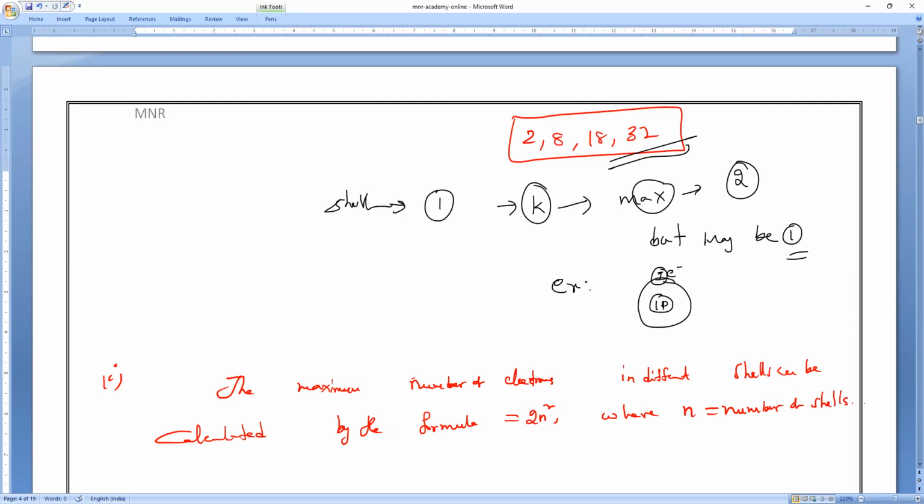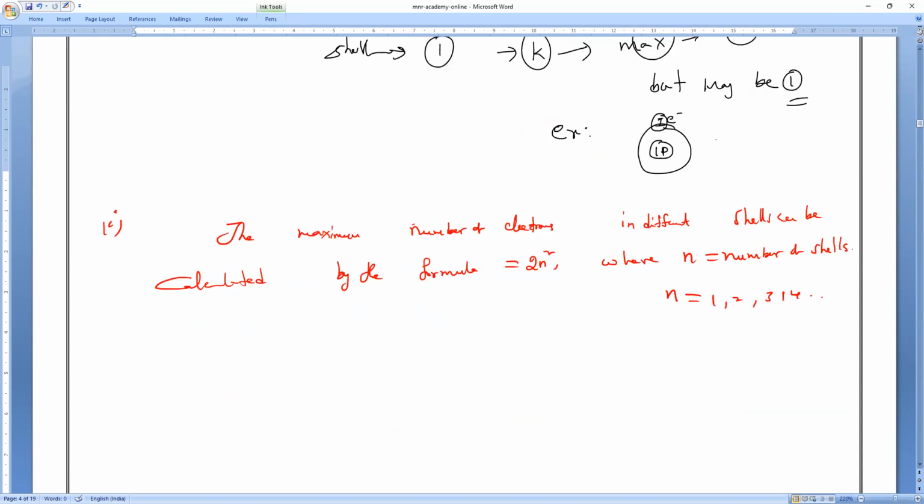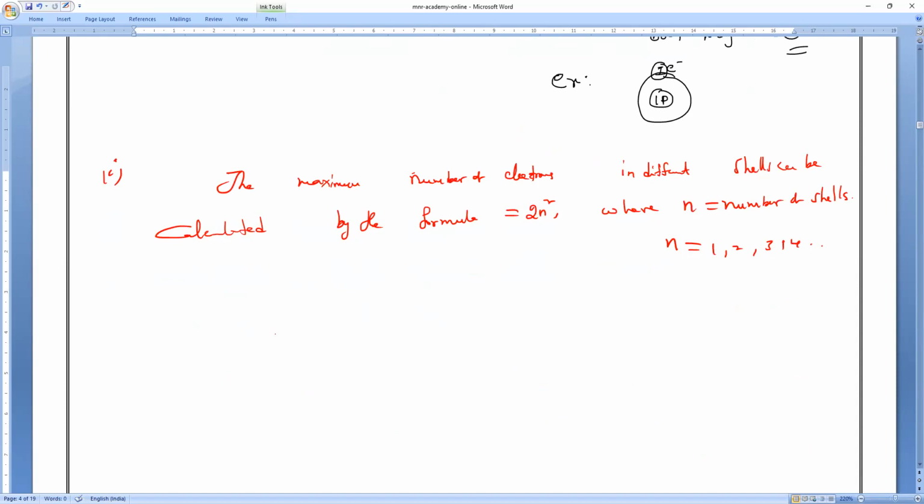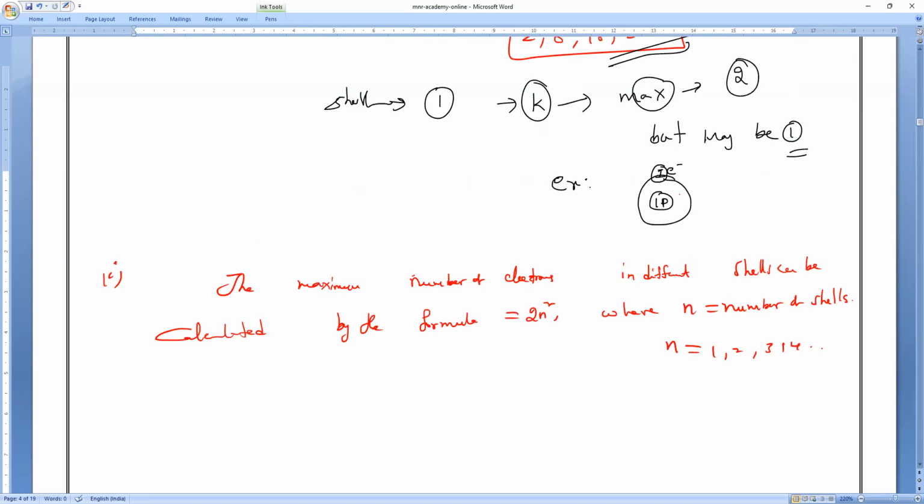n may equal 1, 2, 3 or 4. That's what. Okay? Second point: the last shell. So now hydrogen, how many shells are there, everybody? One shell. Then that itself is the valence shell.